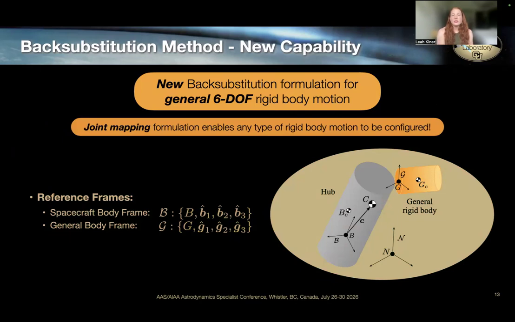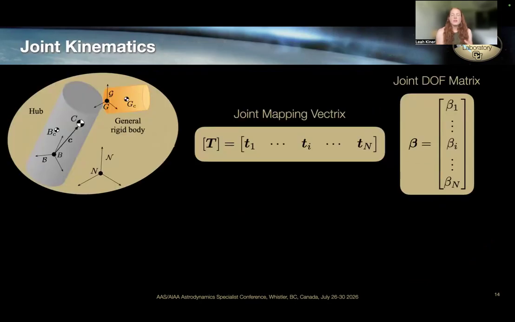Okay, so this new formulation is for general 6-degree-of-freedom rigid body motion, and we use a joint mapping formulation to enable this type of motion. This is our system shown in this figure on the right. Right now, we just consider one general rigid body with up to 6 sequential degrees of freedom. We have the hub's frame, which is this B frame, and the frame of this general body is this G frame. We represent the motion of this general rigid body as a joint.